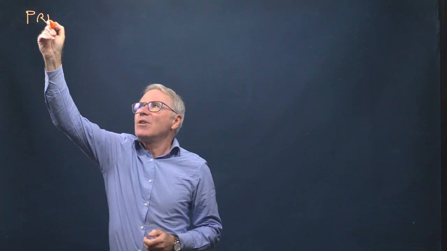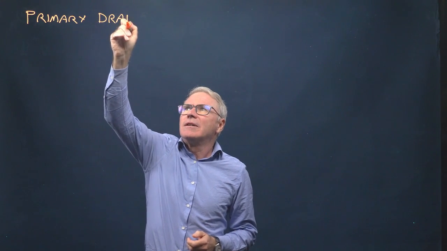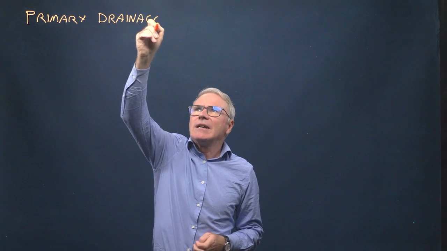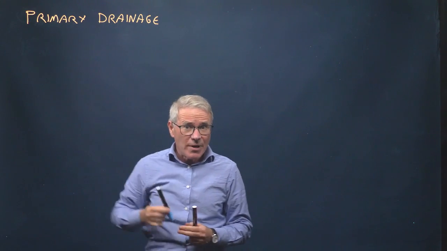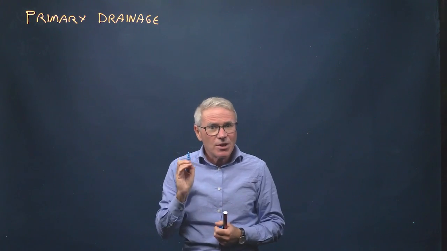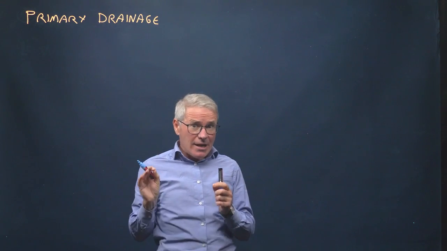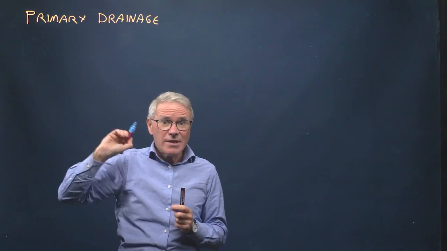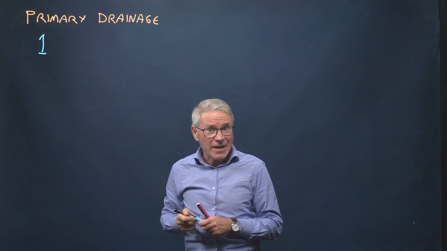It's called primary drainage. And what we're going to look at here is it's primary because we're going to assume that we have a porous medium that's initially entirely saturated with a wetting phase, which in this case is going to be phase 1.